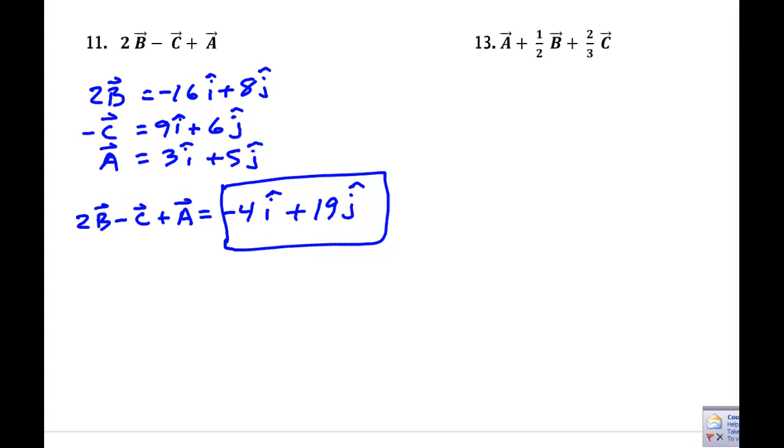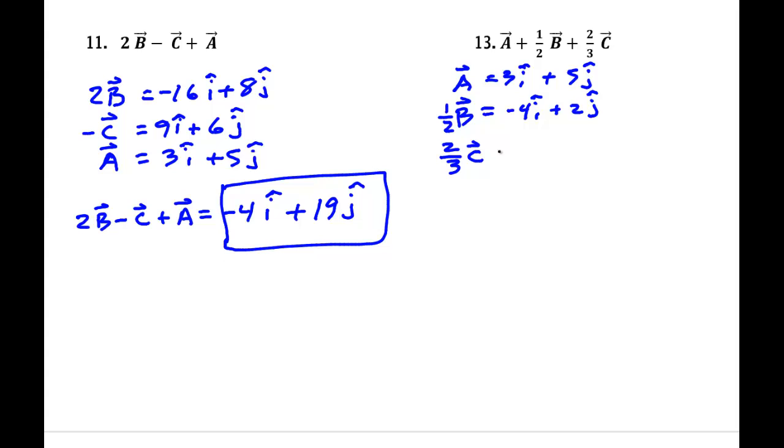All right, and we got problem 13. Problem 13, a is 3i hat plus 5j hat. Then we're multiplying 1/2 times b. So that shortens the length of b by 50%, and that reduces that to minus 4i plus 2j hat. And then we have 2/3 of c, which is minus 6i hat minus 4j hat.